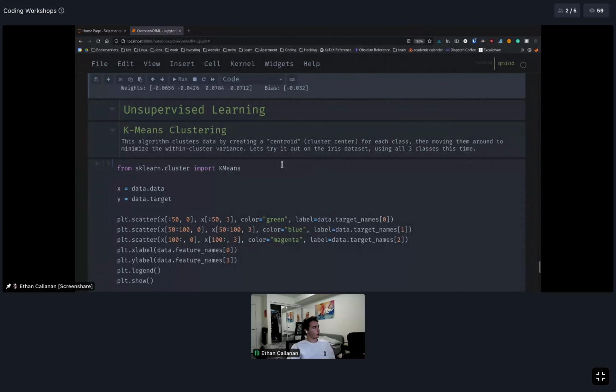All right, so now I will jump over. I see I'm running out of time, so I'll try to fly through this one a little bit faster.